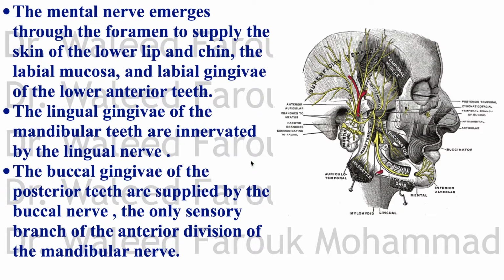The mental nerve emerges through the mental foramen to supply the skin of the lower lip and chin, the labial mucosa, and the labial gingiva of the lower anterior teeth. The lingual gingiva of the mandibular teeth are innervated by the lingual nerve, don't forget that. And the buccal gingiva of the posterior teeth are supplied by the buccal nerve, which is the only sensory branch of the anterior division of the mandibular nerve. It supplies the buccal gingiva of the posterior teeth and skin of the cheek, of course.